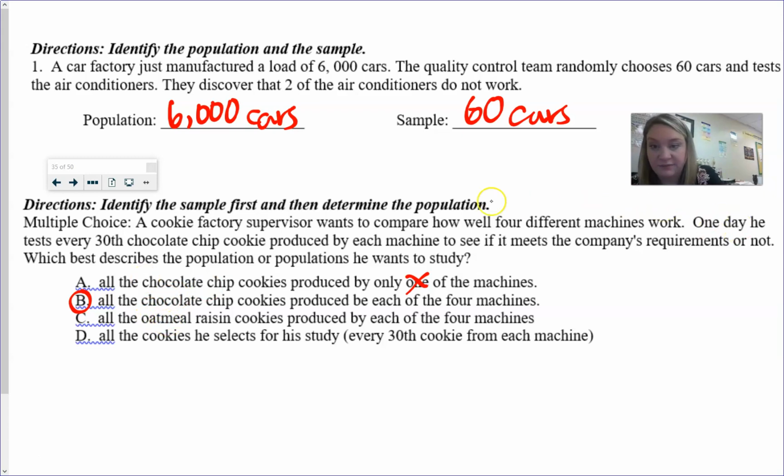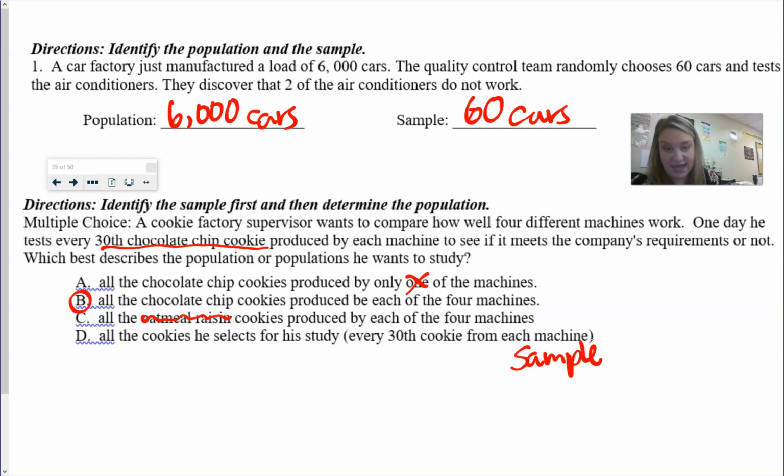And what does it say? It says right here, 30th chocolate chip cookie. C, all the oatmeal raisin cookies produced by each of the 4 machines, will know because he's not looking at oatmeal raisin right now. He's looking at all the chocolate chip cookies. And then D, all the cookies he selects. So was it the every 30th cookie from each machine? No, that's technically the sample that he picked. That's the sample he picked out of the population of all the chocolate chip cookies. All right.